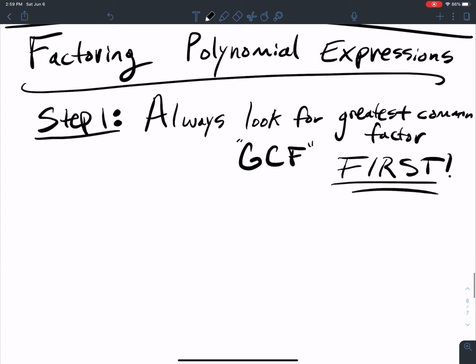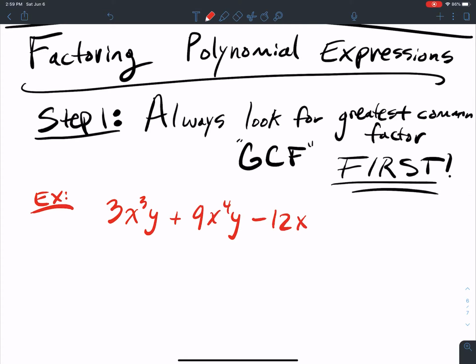Okay, so let's just do an example on how to do GCF. So the easiest type to factor is the GCF. So 3x cubed y plus 9x to the fourth y minus 12x cubed y squared. Okay? All right.